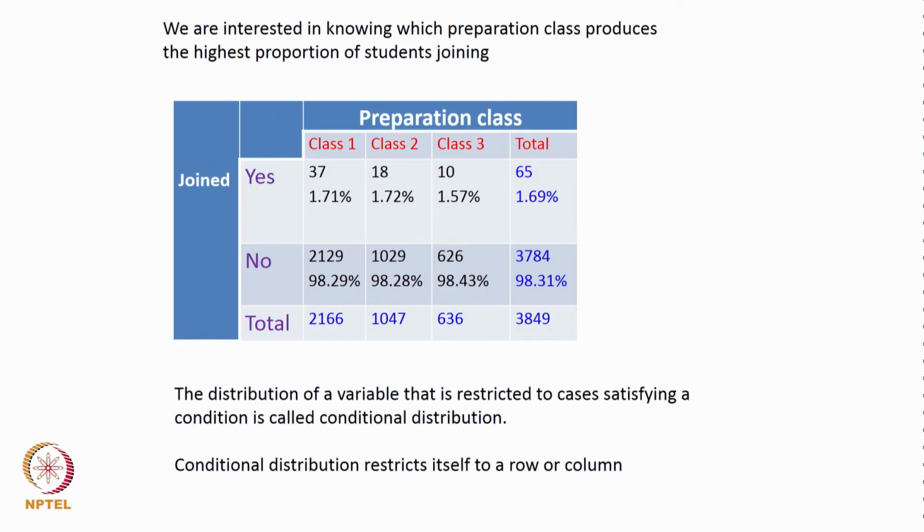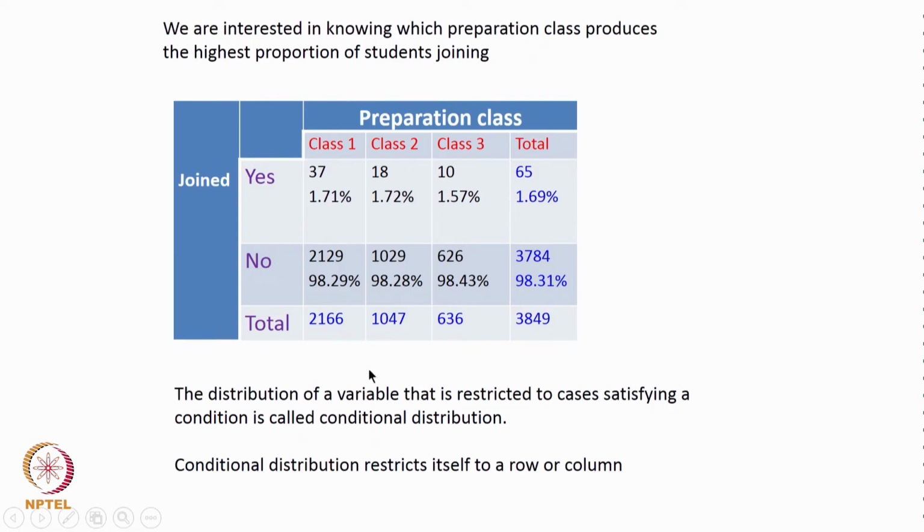The distribution of a variable that is restricted to cases satisfying a condition is called a conditional distribution. So, in this case the condition is yes, joining the program, across this. So, the conditional distribution restricts itself to a row. In this case the conditional variable is no, and it again restricts itself to a row where 98.29% did not or could not join out of those who went to class 1, 98.28 class 2 and 98.43 class 3. So, it restricts itself to a row.